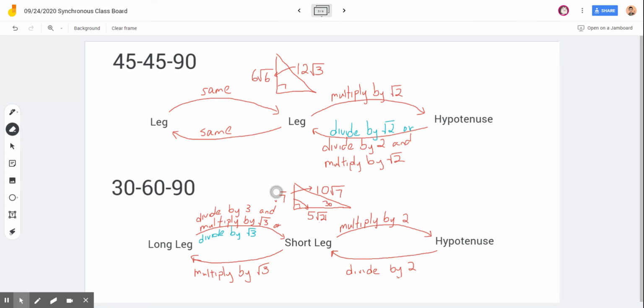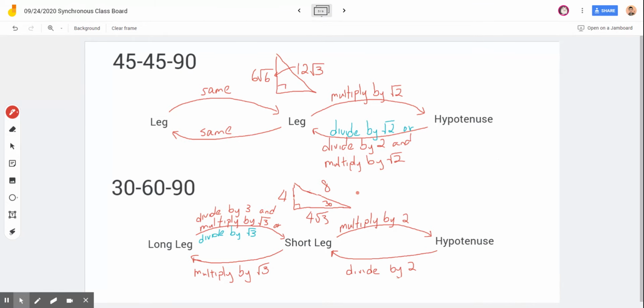Okay, now, what if we don't have the short leg? Then we're kind of stuck, right? There's a lot of information that we need to know in order to get our way around that triangle. So let's say we know the hypotenuse, and the hypotenuse happens to be a whole number. Well, that's a really nice scenario because all we need to do to go from hypotenuse back to the short leg is just to divide it by 2. So half of 8 is 4. And if we know 4 is a short leg, then the long leg is just 4 square root of 3.